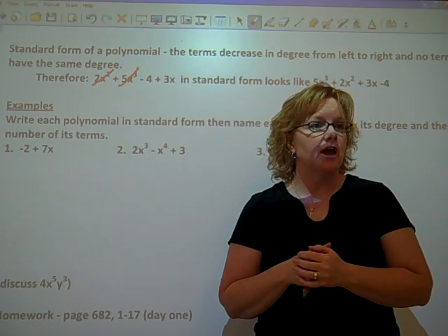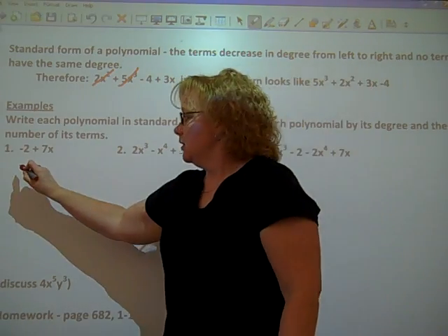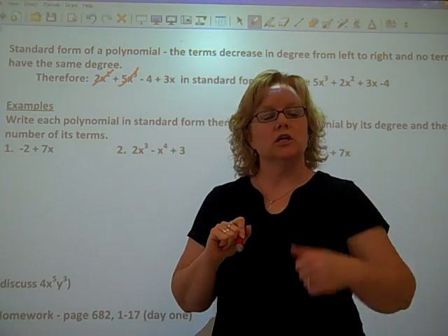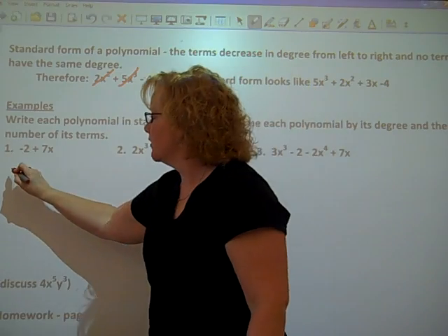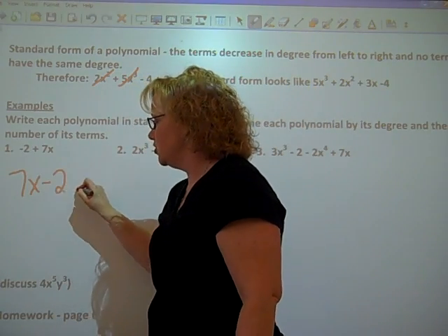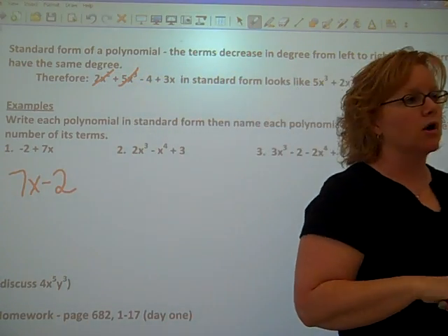What am I going to do to make that happen, Jake? 7x plus minus 2. How else could I say that? 7x minus 2. Okay, so that plus isn't necessary then, is it? So 7x minus 2, I agree, it's now in standard form.